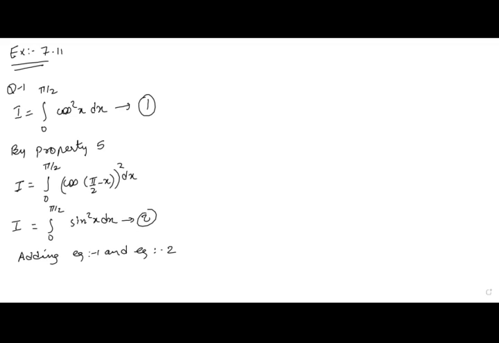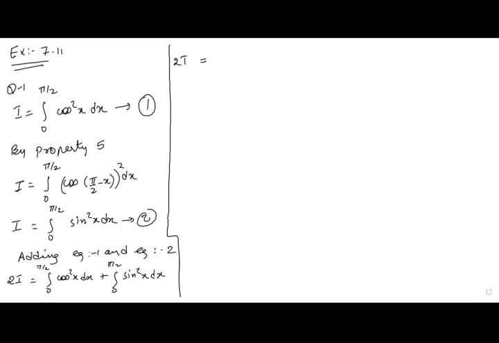We will add right hand side and left hand side. So I plus I will give me 2I equals integration 0 to pi by 2 cos square x dx plus integration 0 to pi by 2 sine square x dx. I can take this integration common as the limit of both of them is the same, so 0 to pi by 2 of cos square x plus sine square x dx.